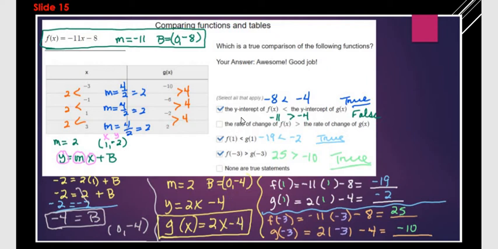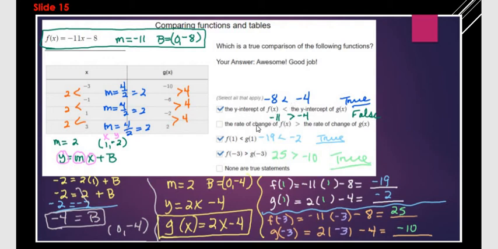Now I'm going to come over here and compare. Once I have everything written out, you see the y-intercept of f of x is a negative 8, so I'll put a negative 8 here. The y-intercept of g of x is a negative 4. Now I'm going to go back and read this. Is negative 8 less than a negative 4? Yes, that's true, because the closer a negative number is to 0, the bigger it is.